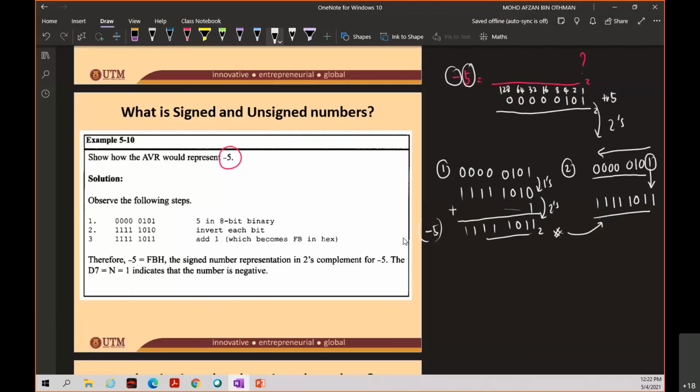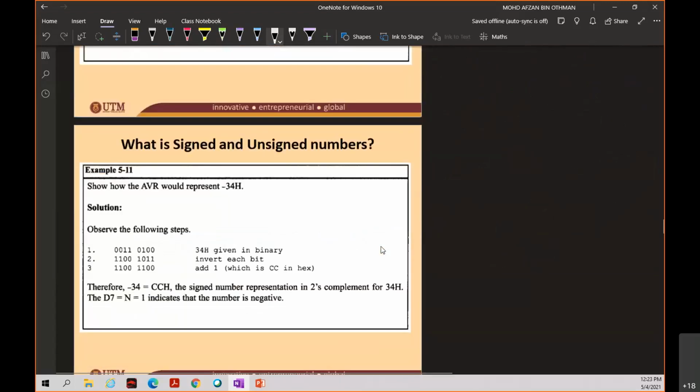If you change this binary to hexa, the value will be F, using the 8421 method: 8 plus 2 is 10, 11, and 11 is B. So FB. FB actually is negative 5. So this is for the signed numbers.